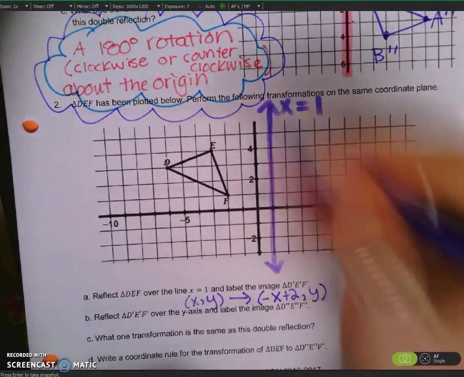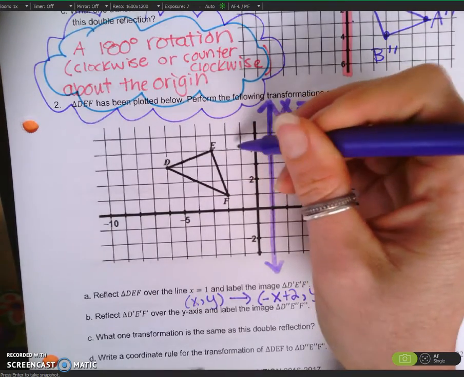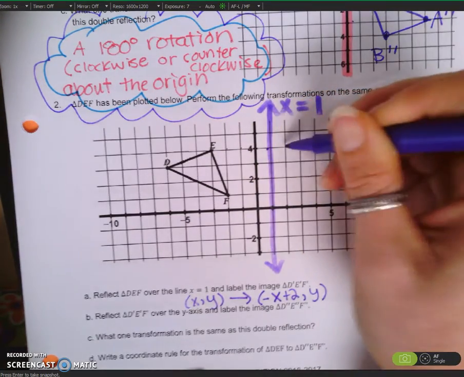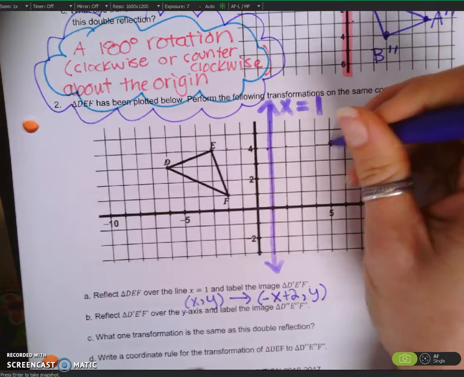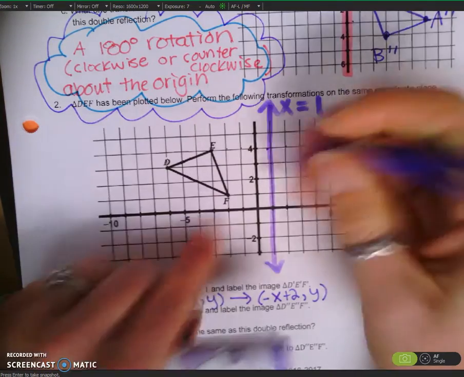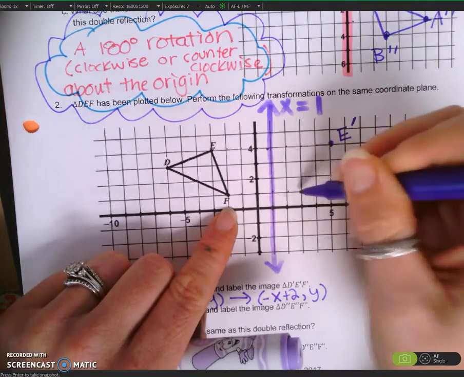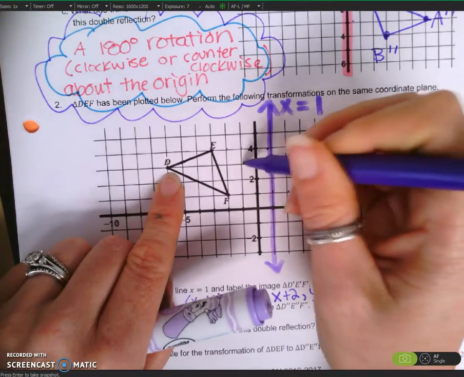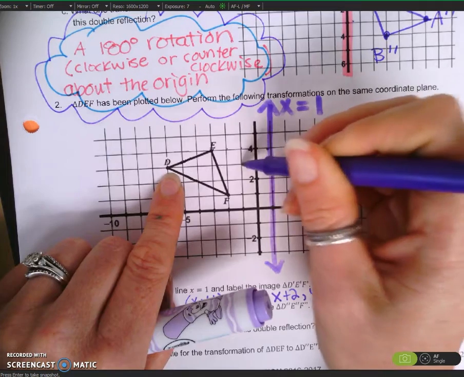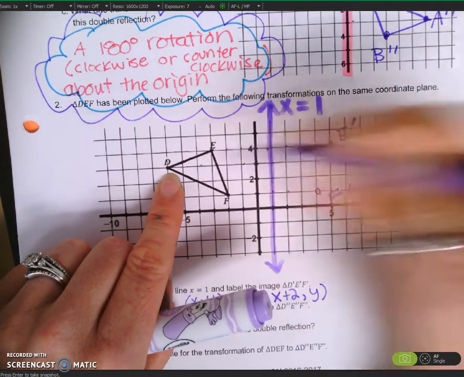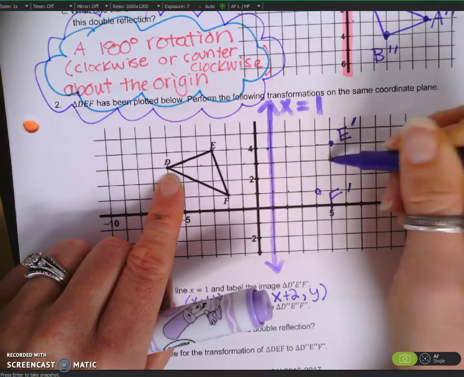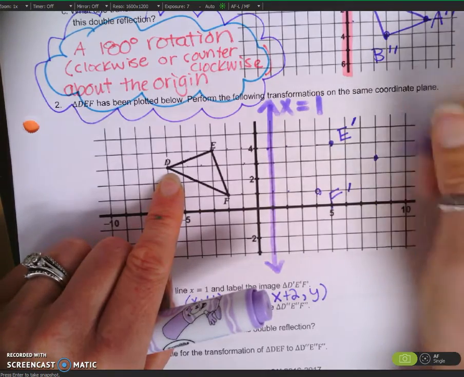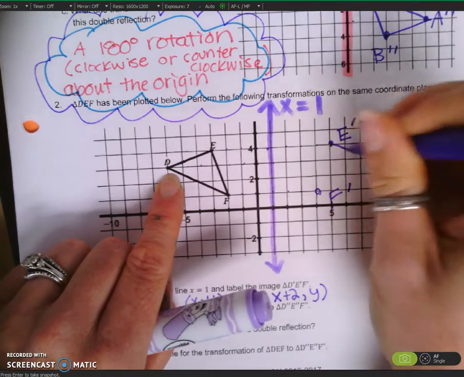So let's take a look, or you can always count 1, 2, 3, 4, 1, 2, 3, 4. There's E prime, F, 1, 2, 3, 1, 2, 3, F prime. D is 1, 2, 3, 4, 5, 6, 7, and 1, 2, 3, 4, 5, 6, 7 to get D prime.